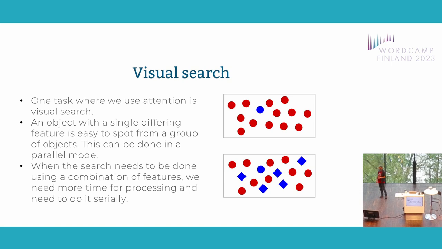One example of attention is visual search. When we have an object that is clearly different from the other ones, it's easy to focus on it. When we have a group of red dots and one blue dot, it's very easy to find that blue dot. But then we need to use a combination of features. If color is the only thing that needs our attention, then it's easy. If we need to find the blue dot, and in addition to it we have red dots and blue diamonds, so we need to combine different characteristics, then we need to do a lot more processing in our brain, and it gets harder. That's the kind of thing we want to be able to use when we do websites as well.